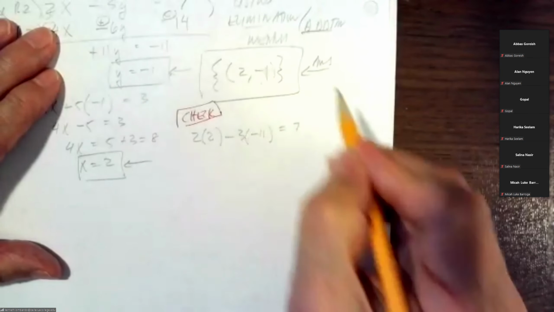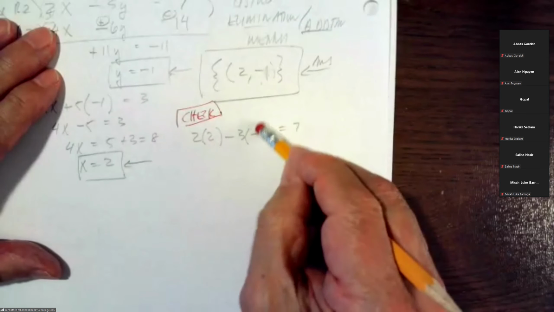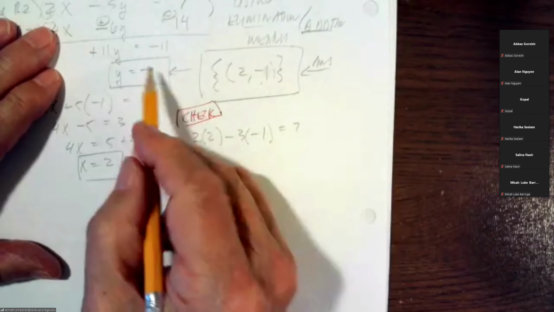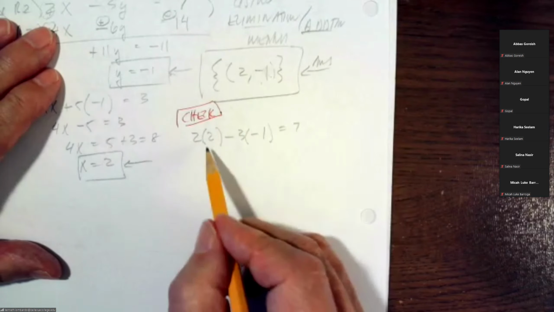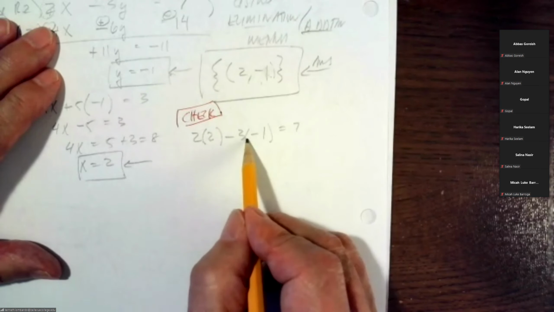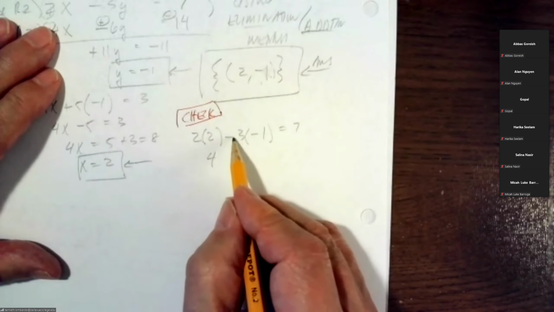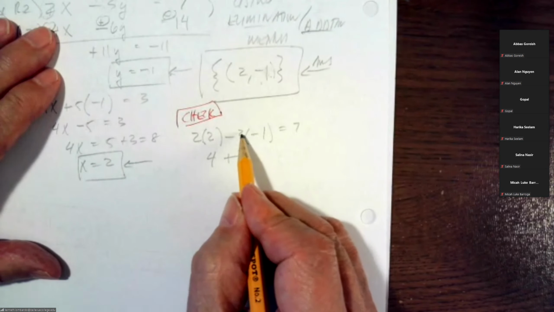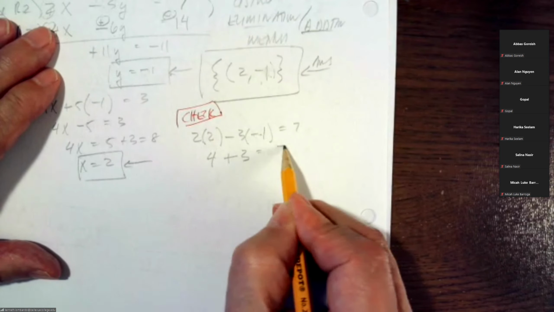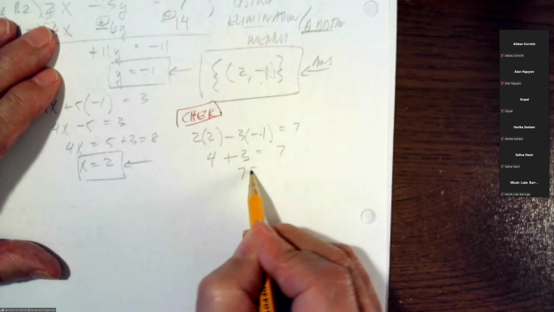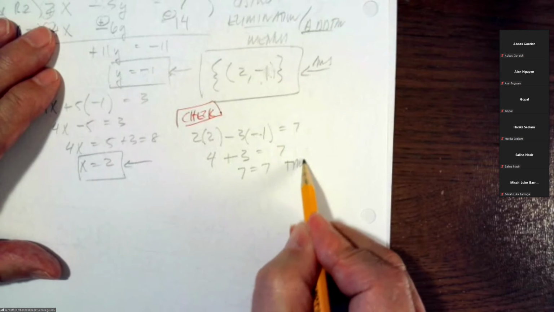If I'm writing down the wrong values here, you guys have to stop me. So that's 1, right? Y equals -1. So 2 times 2 minus 3 times 1. So let's see, 2 times 2 is 4. Negative times a negative is a positive. 3 times 1 is 3. 4 plus 3 is 7 equals 7, and that's true, isn't it?